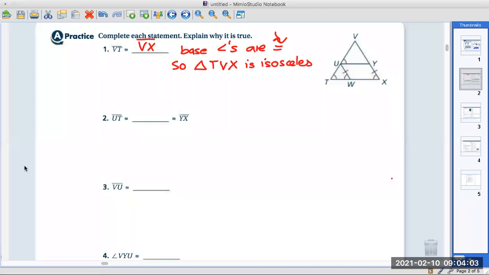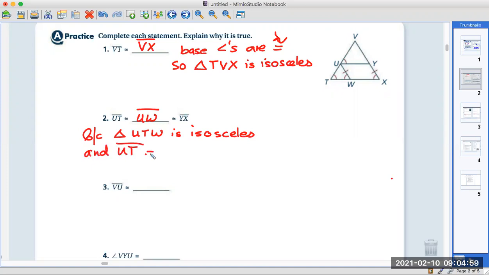Okay, number 2 says UT is congruent to what? UT is congruent to YX. These are sides. UT, I'll look at it, is congruent to, looks like this one, because this little triangle here is isosceles. Notice the 2 base angles. So I'm going to put UW, and then UW is congruent to YX, and that's given because of the markings, yeah? So that means triangle UTW, because we're always explaining, UTW is isosceles. And UT congruent to YX is given in the drawing, right here and here.